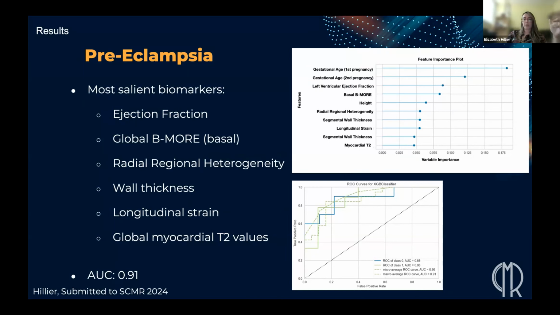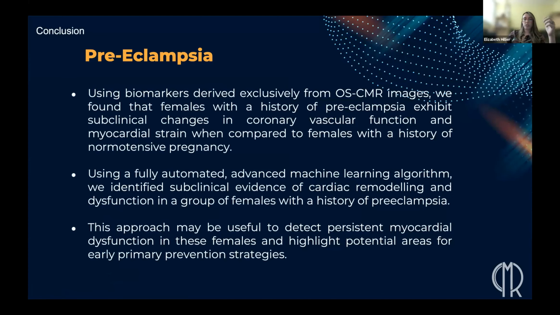All of them have a normal ejection fraction. And when we looked at the ability of this algorithm to differentiate between normotensive and preeclamptic pregnancies, it was able to do it with an area under the curve of 0.91. So a little bit of improvement in terms of just looking at OS alone, but still quite significant when we think about there's no overt clinical differences between these two patient populations.